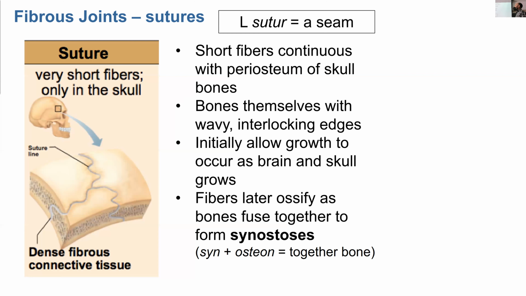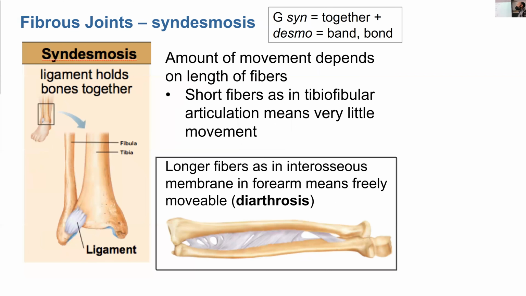Another kind is something called a syndesmosis. This is when ligaments are binding bones together. So for example, the distal articulation of the fibula and the tibia there. And there can be some movement here. So these can be synarthritic or amphiarthritic, depending on how much movement is created.